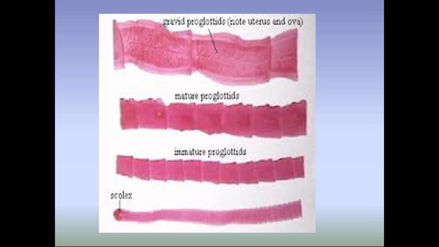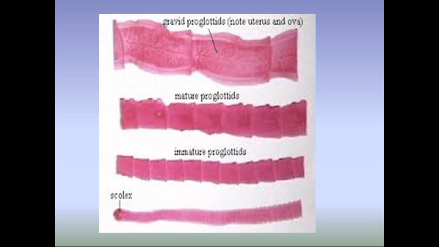Please all of you see the lateral branches of the uterus, and the lobes of the ovaries also. Two lobes with an accessory lobe are present in Taenia solium. In Taenia saginata, no accessory lobe is present. Testes are present in both Taenia saginata and Taenia solium. The vaginal sphincter is present in Taenia saginata. The vaginal sphincter is absent in Taenia solium.